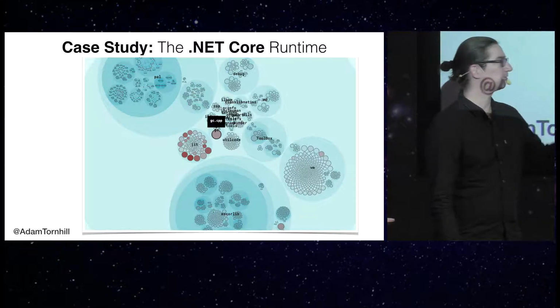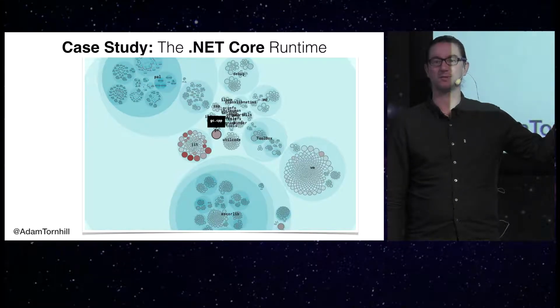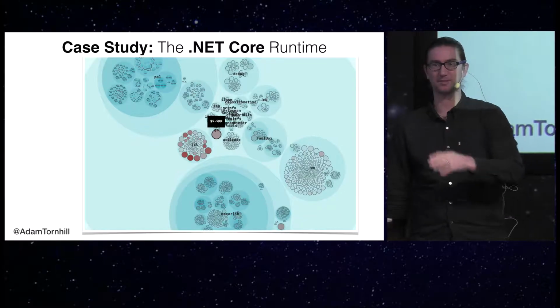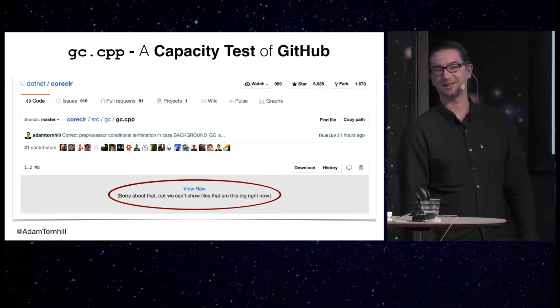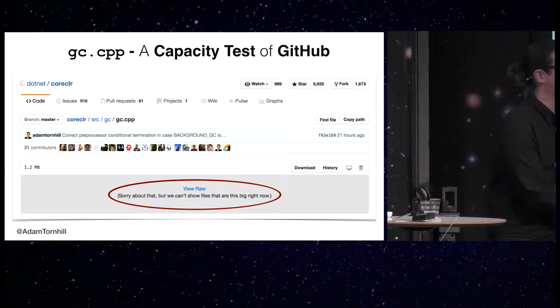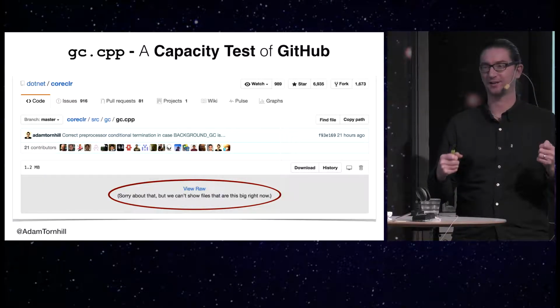So what you see here on screen is 4 million lines of code. And gc.cpp is a big, big file. How big? I have no idea. So let's look it up at GitHub together. Here we go. It's that big. So what we need to do here is we need to look at the raw file, and what we find is 37,000 lines of C++.